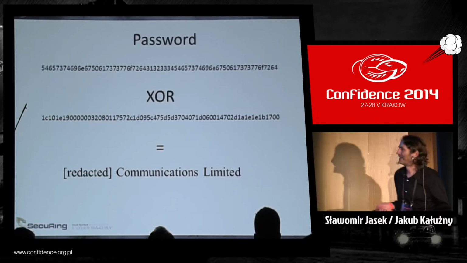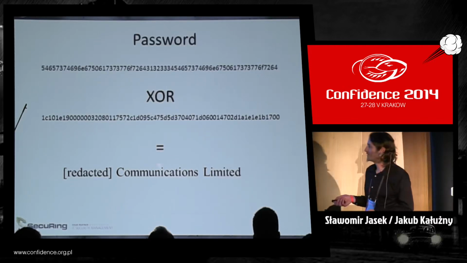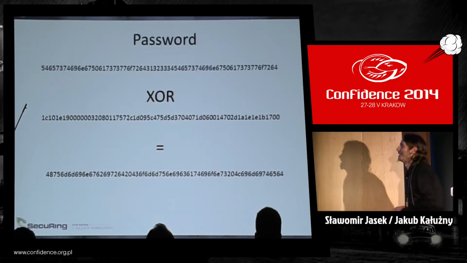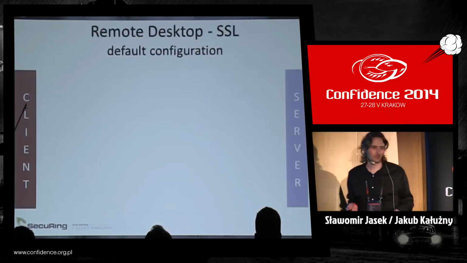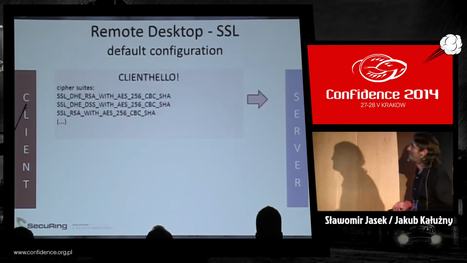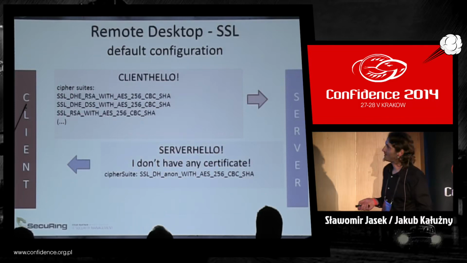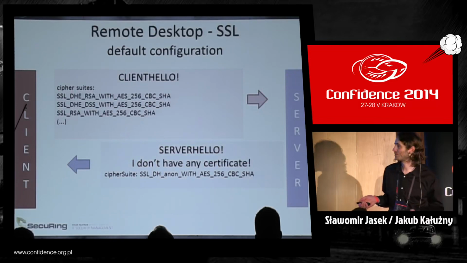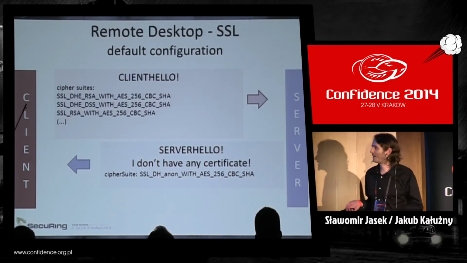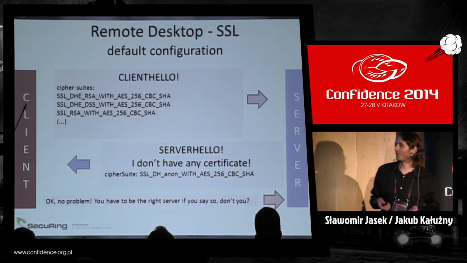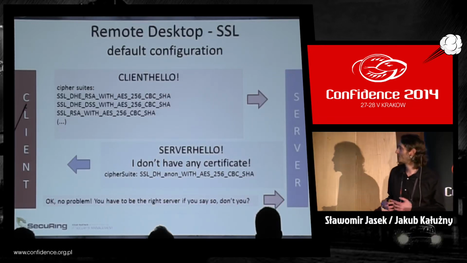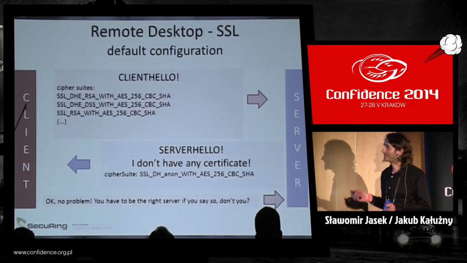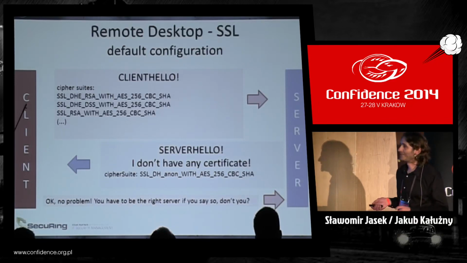So, of course, we can reverse the problem, and if we have this password, we can XOR it with the encoded version to get the clear text one. Let's get back to the SSL problem. Basically, in the default configuration, the server didn't have any certificate configured, so it offered only one cipher suite, an anonymous cipher suite. So in that configuration, the client didn't have any possibility to check the server's identity. So man in the middle is obvious here. And that's the configuration we saw in real life.